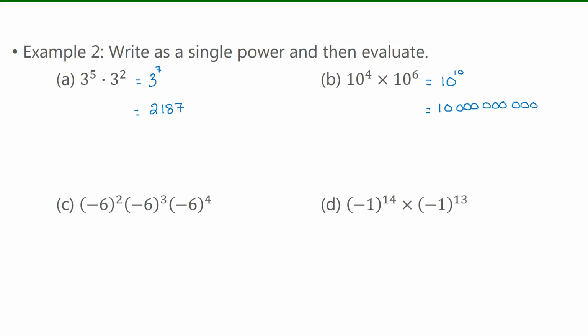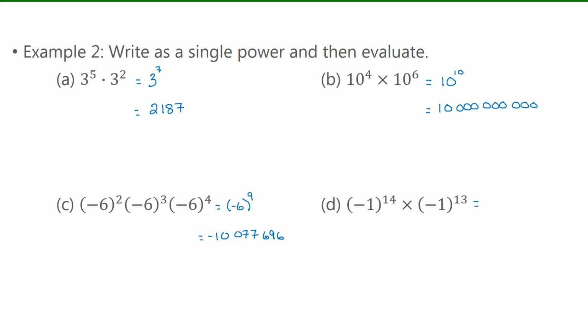For C, we have 3 bases here. But since they're all equal, we can still apply the exponent rule and add together 2 plus 3 plus 4. So doing that gives me negative 6 to the 9. Put that in the calculator, I got negative 10,077,696.